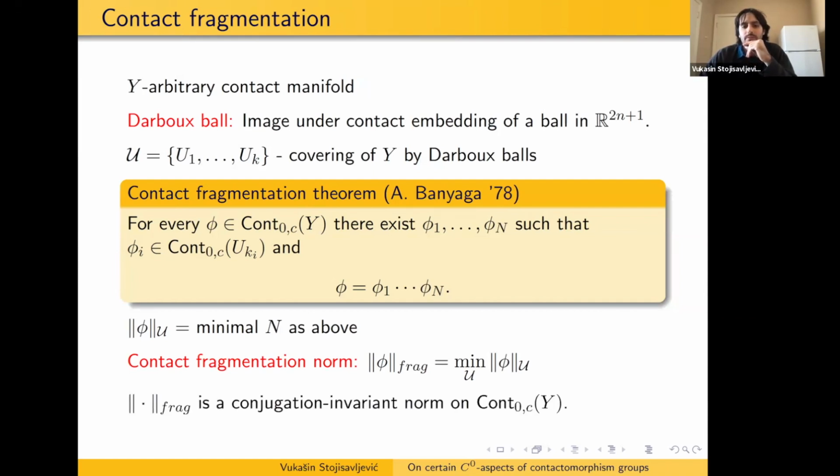This contact fragmentation norm is in fact a conjugation invariant norm on this group, and clearly integer valued, as one can see. And this is very classical. Banyaga proved this fragmentation theorem. The actual norm, I think, was first introduced in this paper of Burago, Ivanov, and Polterovich. I could be wrong, but I'm under this impression. So this concept is at least 20 years old, probably older.